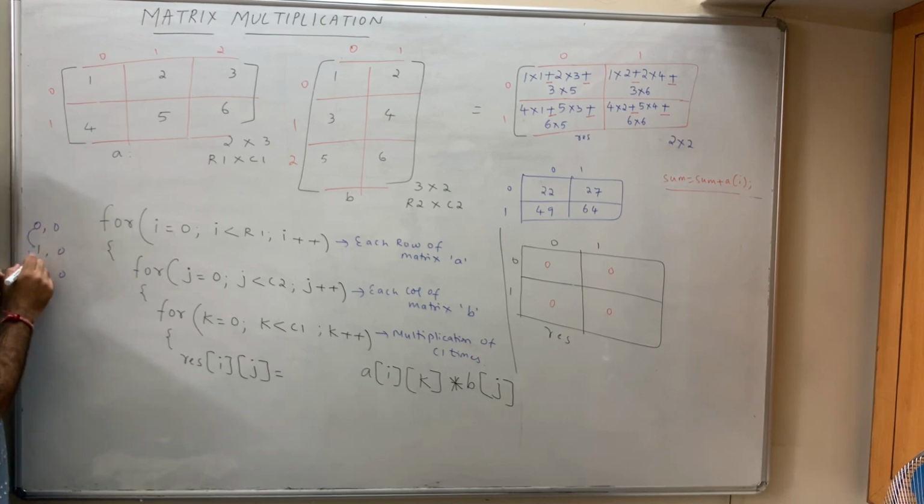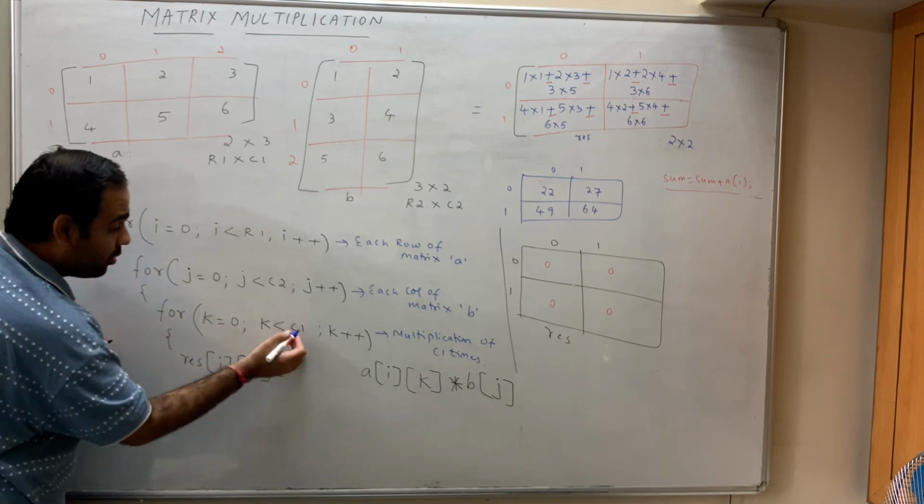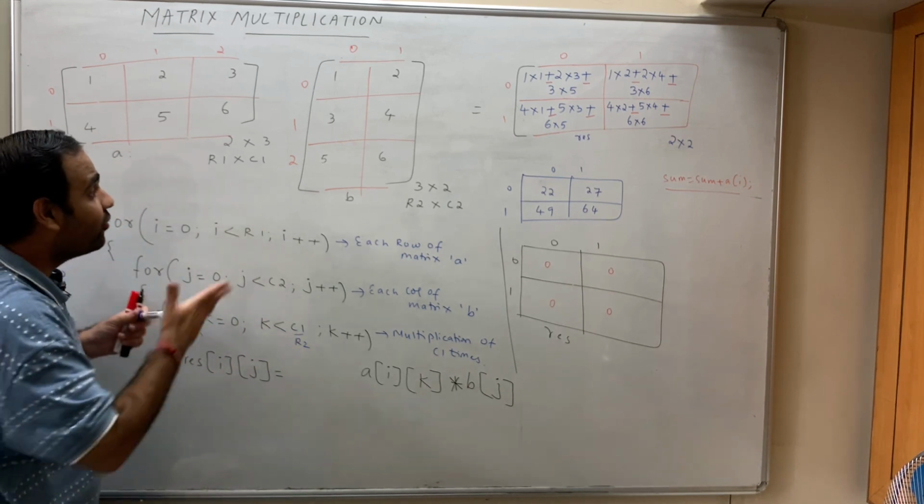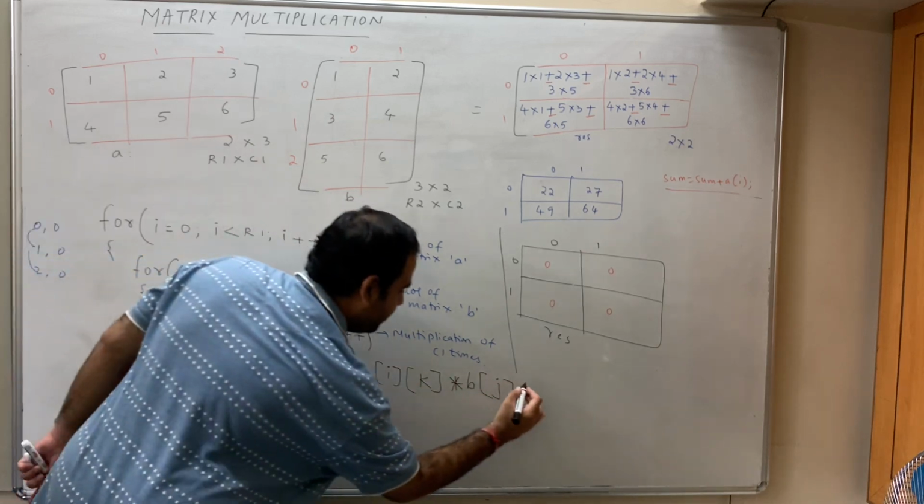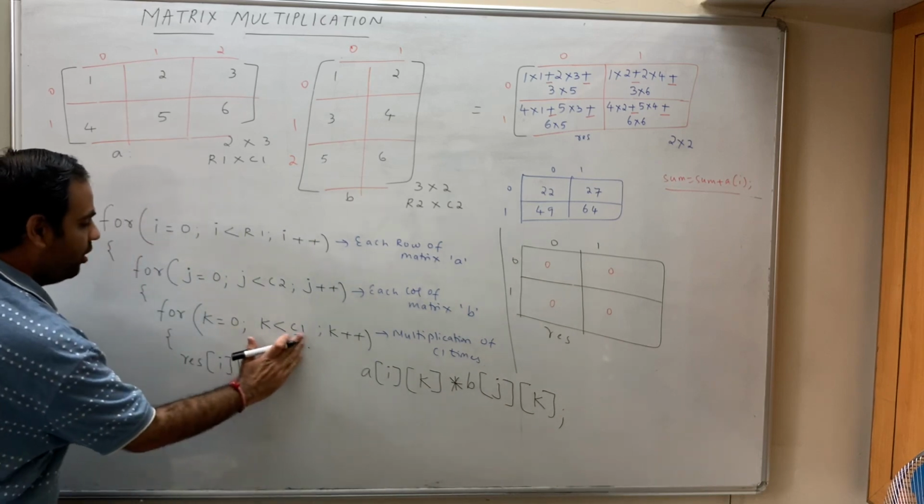You see here the row number changes frequently, and what changes frequently here? K, because C1 is nothing but what? R2, that is the number of rows of the matrix B. Hence I say B of JK.